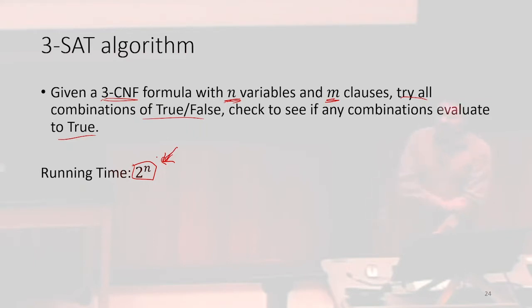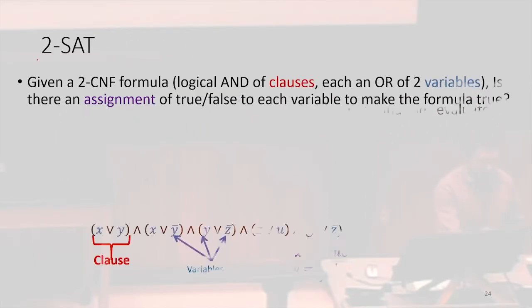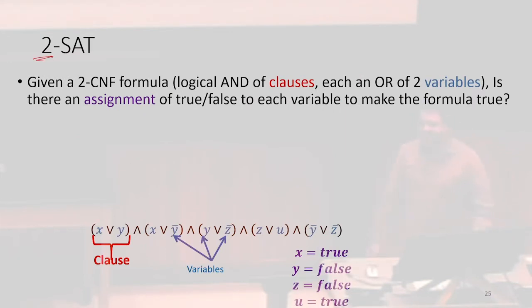However, when we make this one tiny change, where instead of having a 3CNF formula that we're trying to evaluate to true, we're going to have a 2CNF formula instead, we now get a little trick that we can use to make this a lot more efficient. So in this case, we're going to have a 2CNF formula, where it's going to be the same as what we saw for 3CNF, except we now have 2 variables per clause. And I want to figure out, is there some assignment of true or false to each variable in this formula in order to make the whole thing evaluate to true? That's our question for this one.